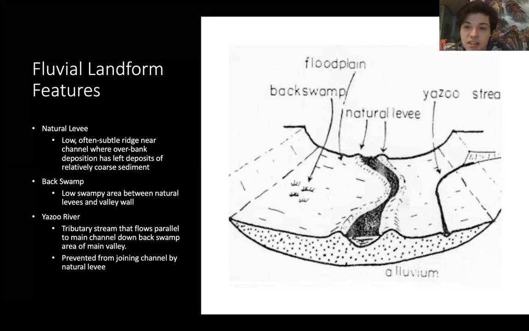And then last, the Yazoo River, which you see come in here, called a Yazoo stream here. This is a tributary stream that flows parallel to the main channel, which you see here. So this is the part where it's flowing parallel down the back swamp area of the main valley, so this area in here. So it's prevented from joining the channel by that natural levee. And you can see that here as well.